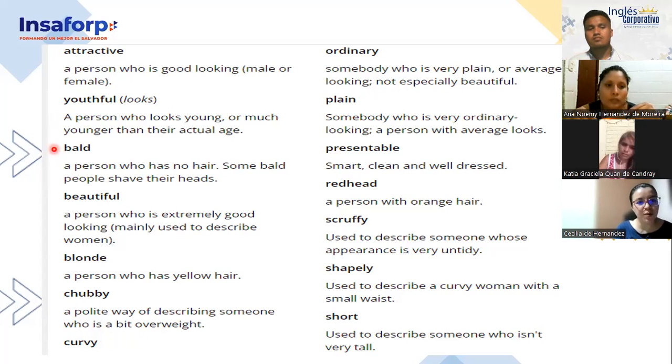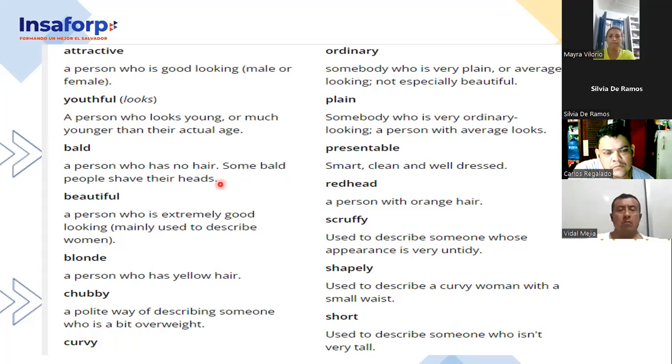A person who has no hair. Some bald people shave their heads. Okay, bald. When we say bald, a person who has no hair. So when we listen to that, we automatically understand what we're talking about, right? So how would you translate bald? Persona calva. Una calva, yes, that's right. So let's move on with the next one. And I need Mayra with the next word.